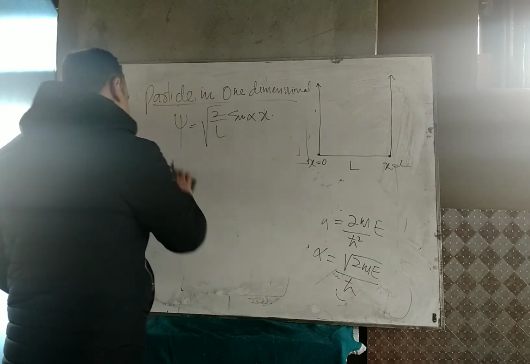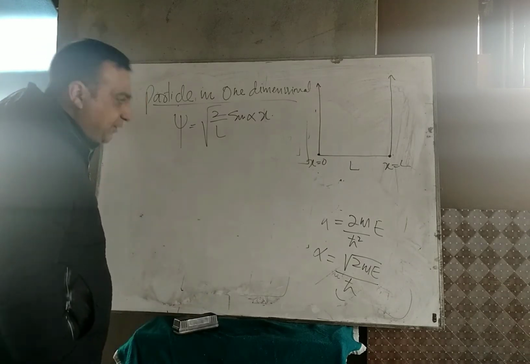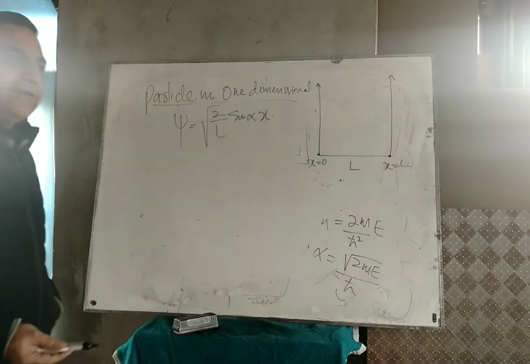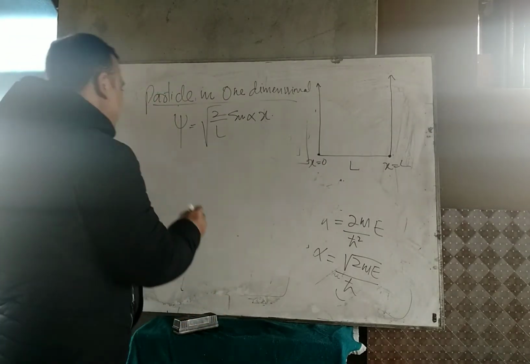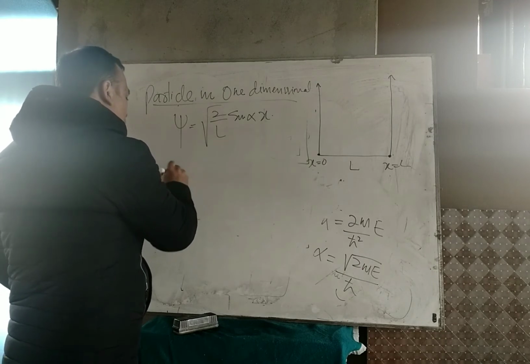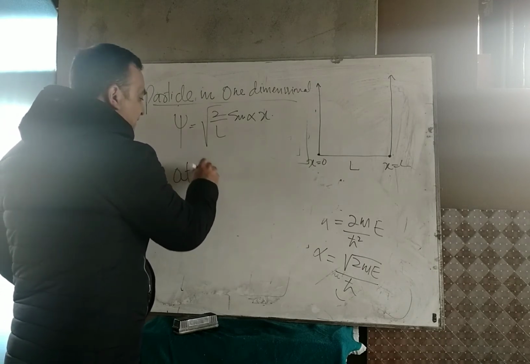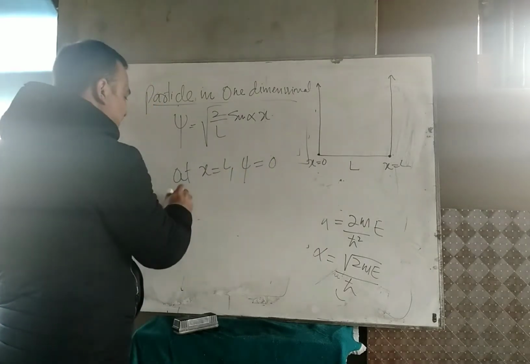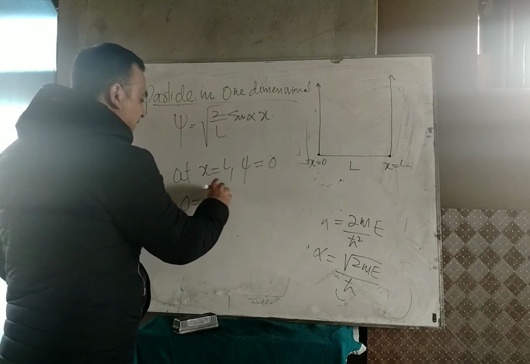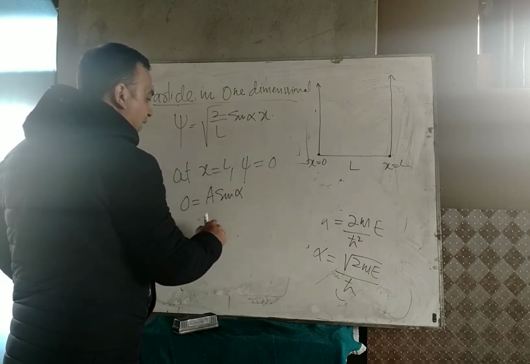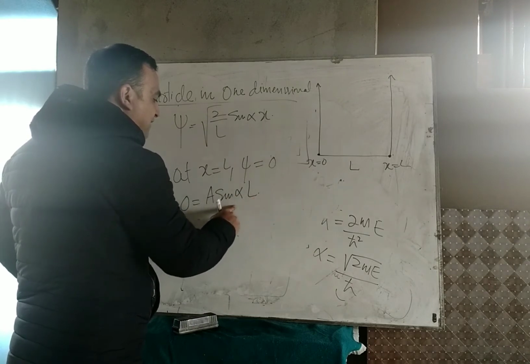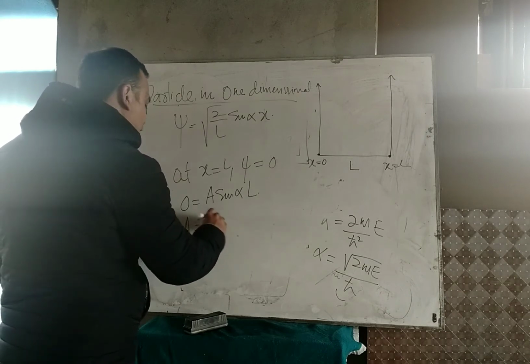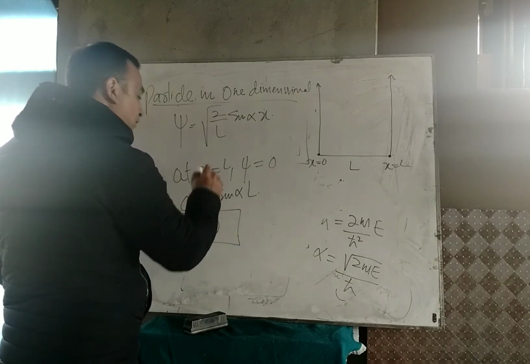Now let's move on and use another boundary condition. At x is equal to L, what will be psi? Psi will be 0 again. So I will write 0 at x is equal to L. Psi must be 0 again. So psi is 0 is equal to a sine alpha x, and instead of x, we will be using L here. So a is not equal to 0. We have calculated a. Its value is under root of 2 by L.